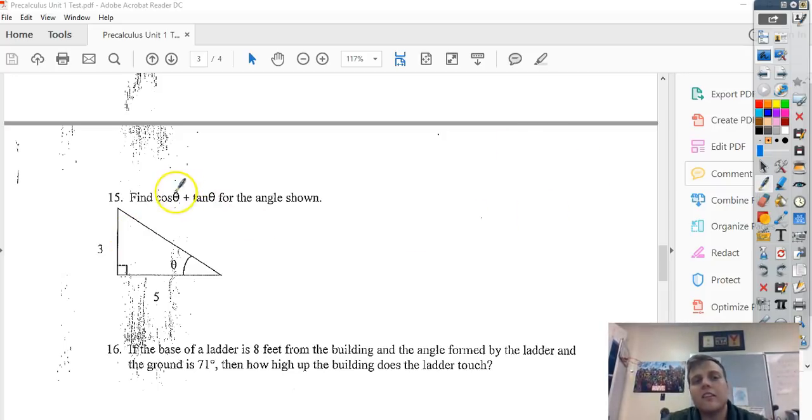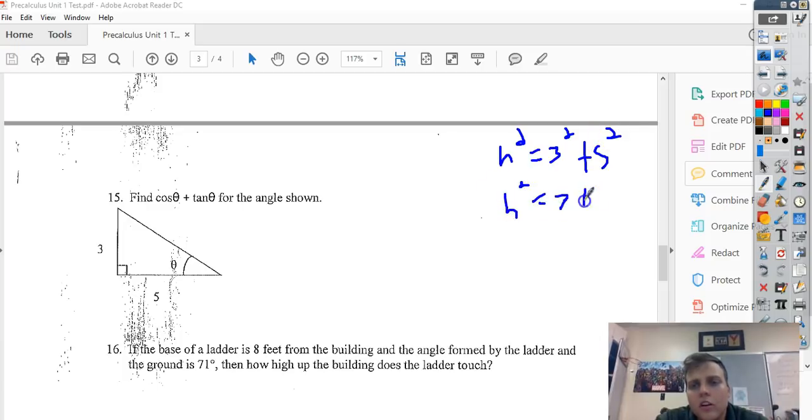So the first thing says find cosine theta plus tangent theta. This is a right triangle trig. It's a right triangle, so I can find the third side. Well, I don't know the angle, so I cannot use right triangle trig, not yet. I'll tell you what I mean in just a second. But I can find this third side through the Pythagorean Theorem. So that's the hypotenuse, so I can say the hypotenuse squared is equal to the other two sides squared being added together. So 3 squared is 9, 5 squared is 25, so the hypotenuse squared is equal to 34. I can square both sides, so I get that the hypotenuse is equal to the square root of 34.